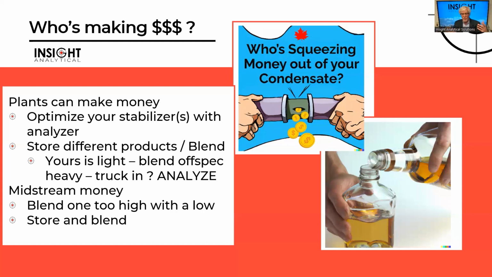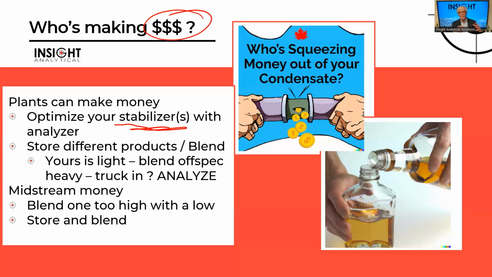I make the analogy sometimes, this whole blending thing is kind of like watering down the whiskey. You can take a low value product or lower value product, mix it in with your high value product and sell your low value product as if it was a high value product. And that's where a lot of the money is made. There's money to be made if you as a plant operator can optimize your stabilizer, or if you have multiple stabilizers with an online analyzer.